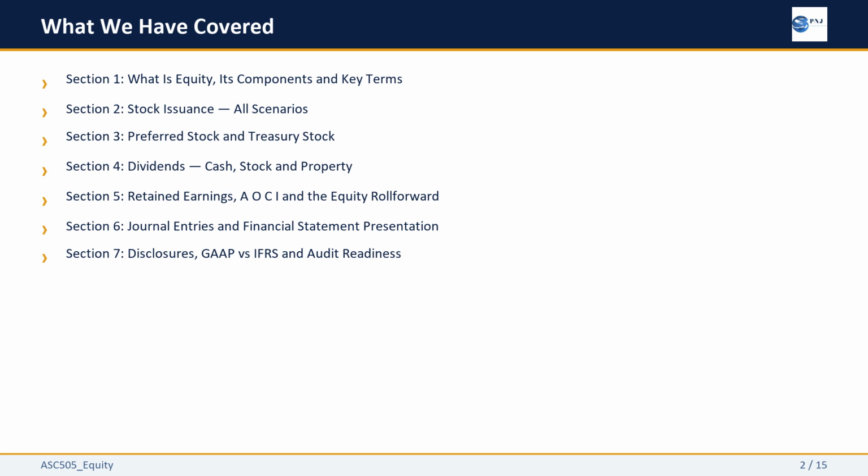The series covers 7 core areas of equity accounting. Section 1 established the foundation, what equity is, its 5 components, and the key vocabulary. Sections 2 and 3 moved into the mechanics of stock issuance, including preferred and treasury stock. Section 4 covered every form of dividend. Section 5 tackled retained earnings, AOCI, and the equity roll forward. Section 6 applied all of that in journal entries and financial statement presentation. And Section 7 wrapped up with disclosures, the GAAP versus IFRS comparison, common mistakes, and audit readiness.